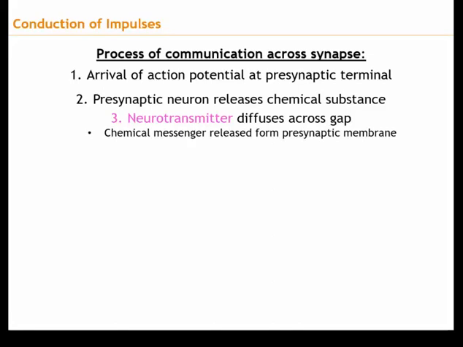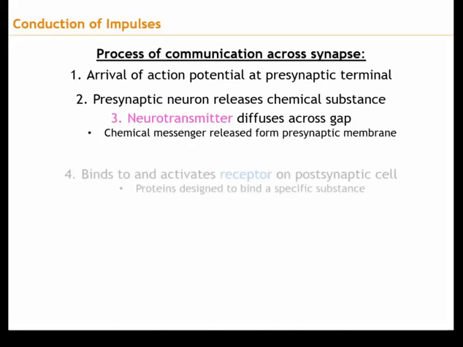Neurotransmitter, it's a chemical messenger, and specifically it's called acetylcholine. It's a hormone that is triggered by calcium and diffuses across that gap to the postsynaptic membrane. What is it going to do there? It's going to bind to and activate the receptor on the postsynaptic cell. So receptors are proteins designed to bind a specific substance. So it can only bind this acetylcholine.